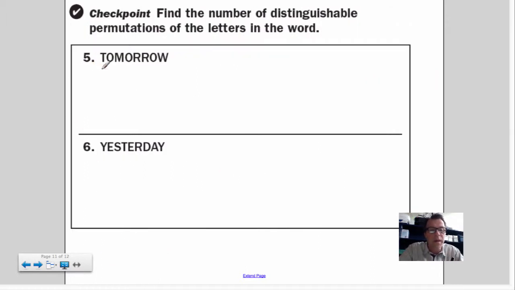Hey, try these 2 problems, tomorrow and yesterday. Set them up, and I'll give you the answers. Ready, set, hit pause.